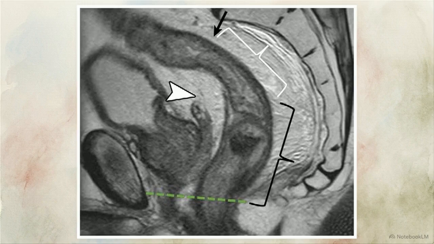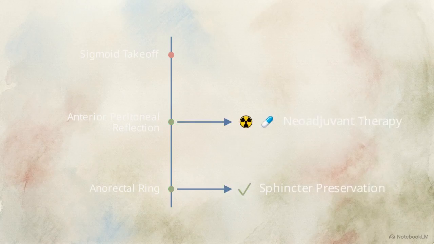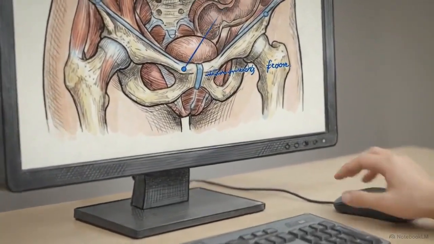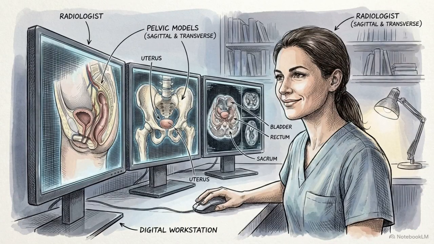Revisiting our initial sagittal view, we can assemble the completed architecture: the anorectal ring at the floor, the anterior peritoneal reflection in the mid-pelvis, and the sigmoid takeoff at the ceiling. Each specific coordinate dictates a massive clinical decision. The ring determines sphincter preservation. The reflection determines the necessity of total neoadjuvant therapy. The takeoff determines whether the disease is treated as rectal or sigmoid cancer. By abandoning rigid measurement rules in favor of precision MRI landmarking, the clinical ambiguity of the past is removed. Radiologists provide a definitive staging roadmap, minimizing local recurrence risk and directly improving patient survival.